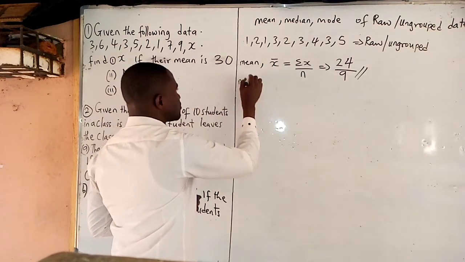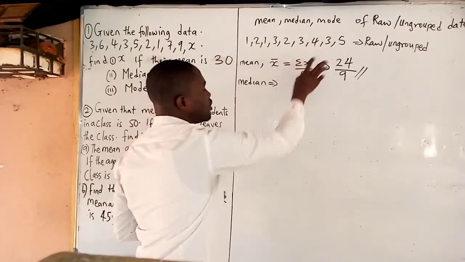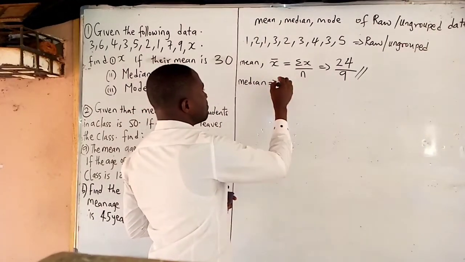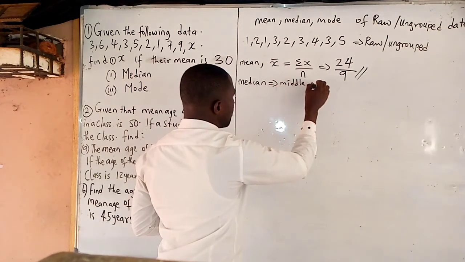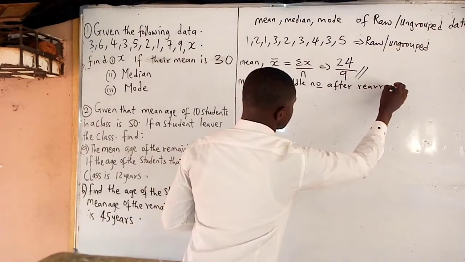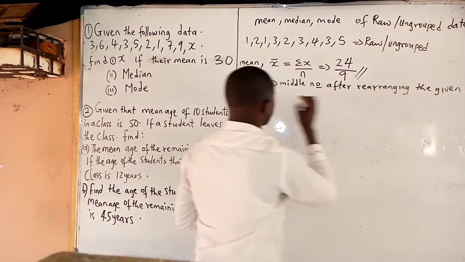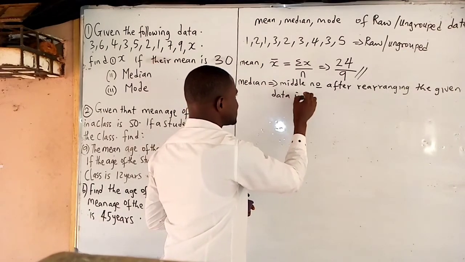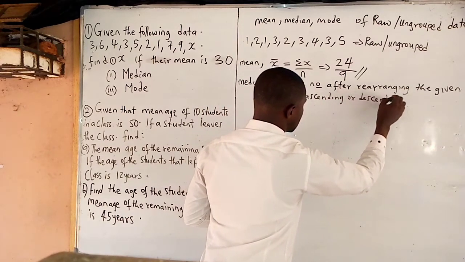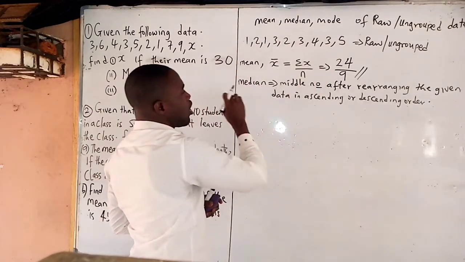What is your median? Median is noted to be the middle number after rearranging the data given to you in ascending or descending order. Median, as you said, is the middle number after rearranging the given data in ascending or descending order. So, we can either arrange it in ascending order or arrange it in descending order.